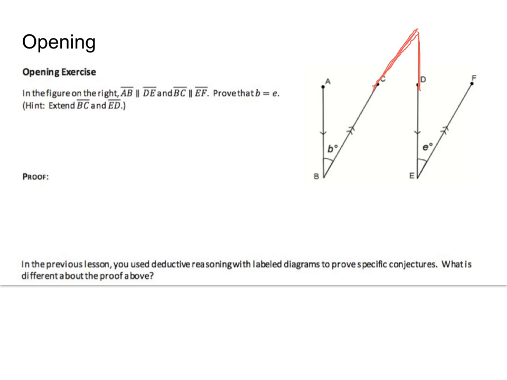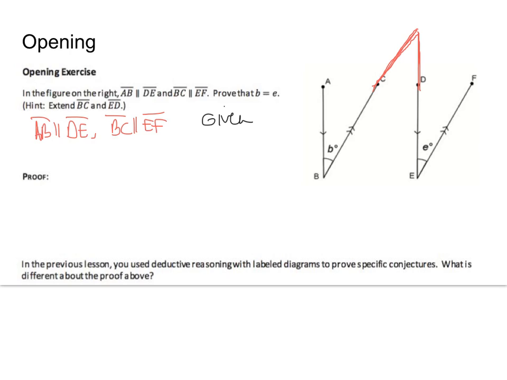All right, let's look at our proof. So the first thing we have to write down is what is given. So I've got segment AB is parallel to segment DE, and BC is parallel to EF. And that is given. Awesome. What else do we know?